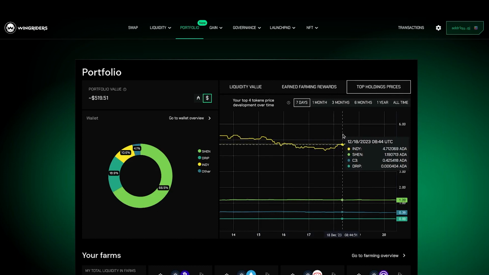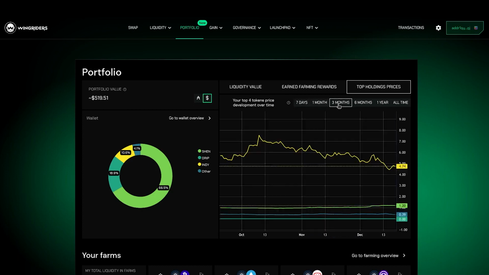Charts for liquidity value and token prices offer different time span options. For example, 7 days, 1 month, or 3 months.